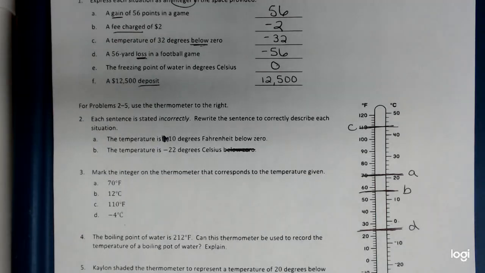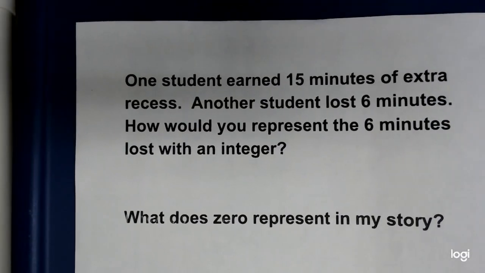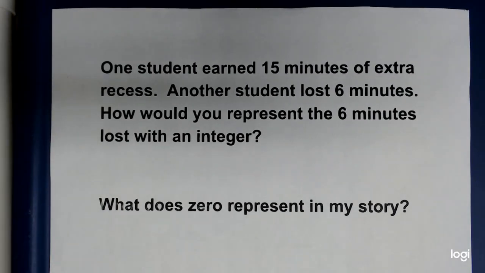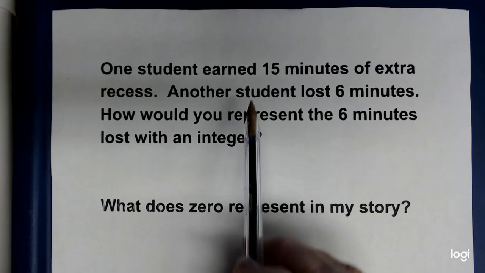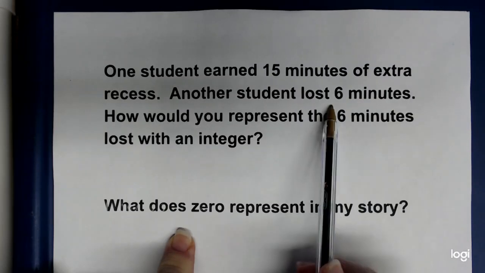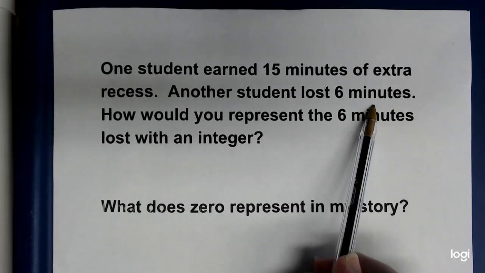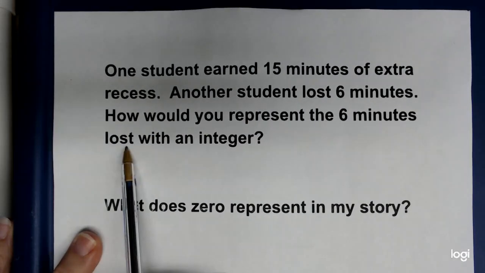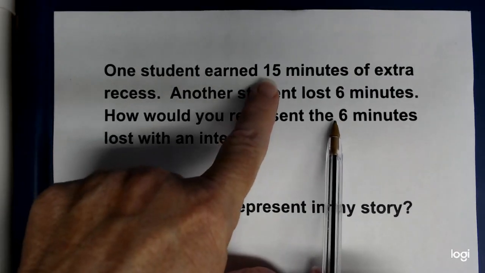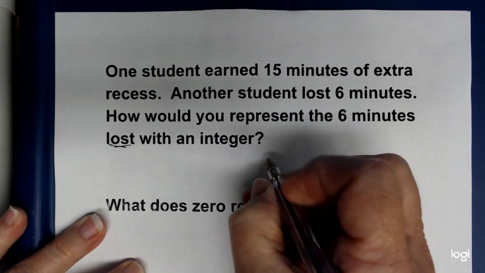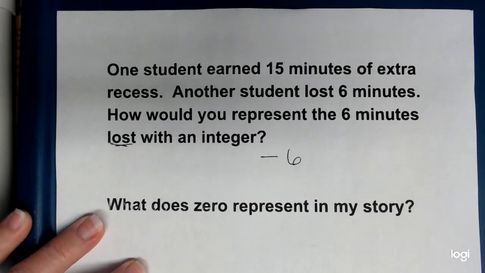All right. Real quick, I'd like to do a little review before I have you work on your Google form. So I'm going to show you a little scenario here with 2 integers. Remember, integers are numbers. It says one student earned 15 minutes of extra recess. There's one of my integers. The other one says another student lost 6 minutes. There's another integer. Let's be very careful and see what the question asks, though. The question says, how would you represent the 6 minutes lost with an integer? So I don't need both of the numbers. I just need the one that's asked, and it says the 6 minutes that are lost. So I'm going to say that would be a -6.